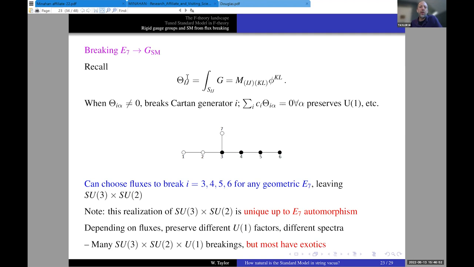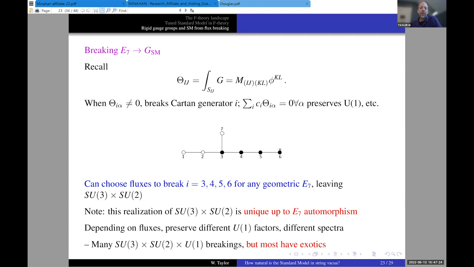And when we have non-zero theta I alphas, that will break some of the Cartan generators, breaking the gauge group down. So one simple thing to do is just to take an E7, choose fluxes that break the I equals 3, 4, 5, and 6, and that gives us an SU3 cross SU2. Furthermore, generally there's a residual U1 factor, and you can get different numbers of U1 factors depending on the fluxes, but we can do this to preserve one U1 factor.